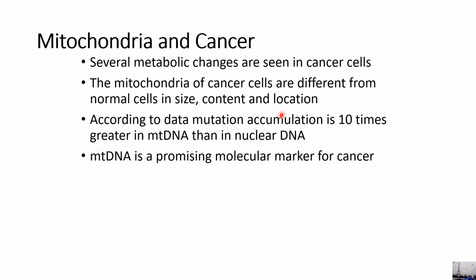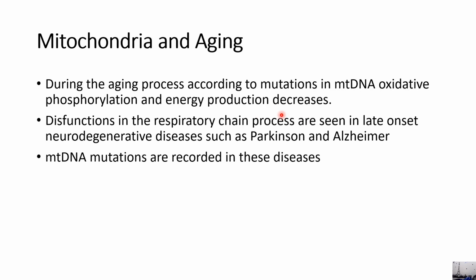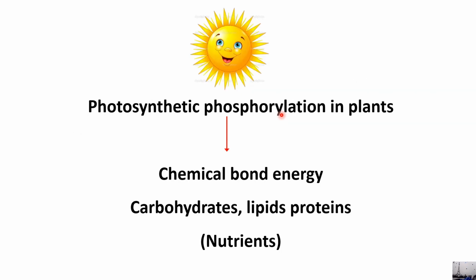Several metabolic changes are seen in cancer cells. The mitochondria of cancer cells are different from normal cells in size, content, and location. According to the data, mutation accumulation is 10 times greater in mitochondrial DNA than in nuclear DNA, and mitochondrial DNA is a promising molecular marker for cancer as well. During the aging process, due to mutations in the mitochondrial DNA, oxidative phosphorylation and energy production decrease. Dysfunctions in the respiratory chain are seen in late-onset neurodegenerative diseases such as Parkinson's and Alzheimer's, and mitochondrial mutations are recorded in these diseases.